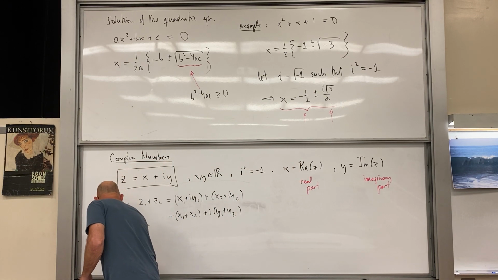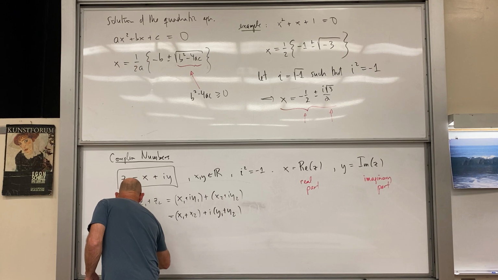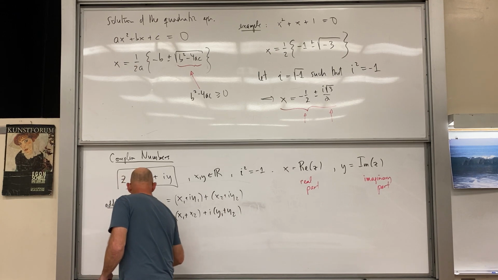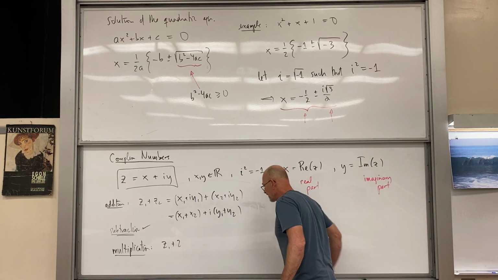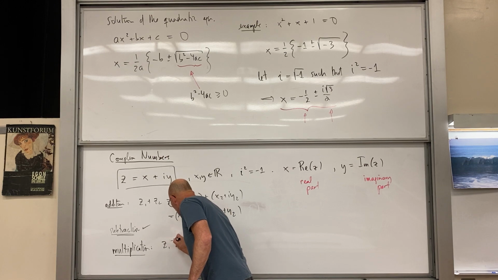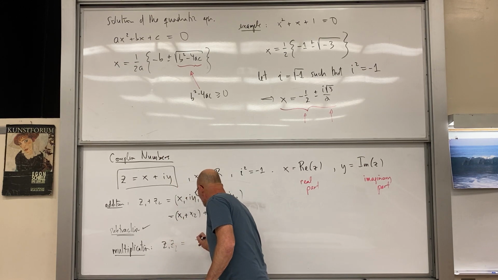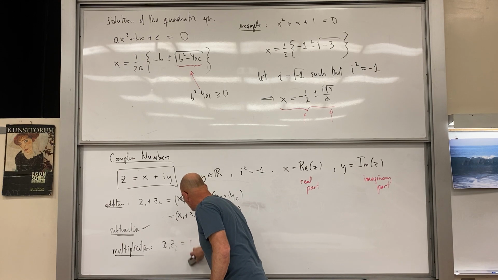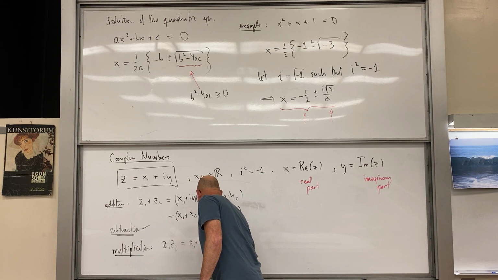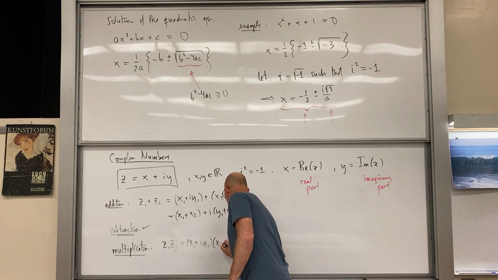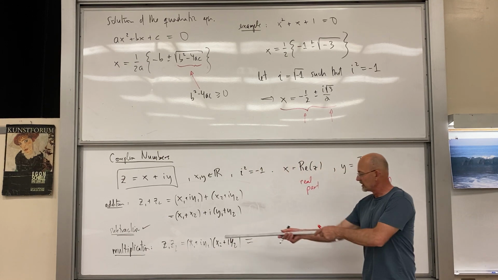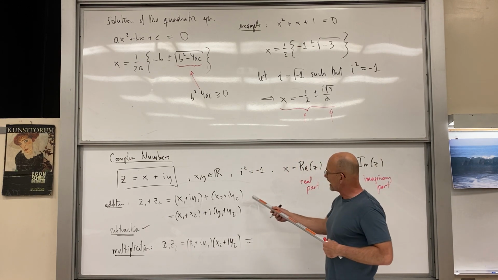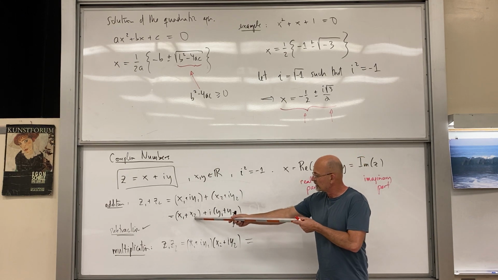If we're going to multiply these two numbers, we're just going to write z1 times z2. z1 times z2 is equal to x1 plus iy1 times x2 plus iy2. So we just have to multiply this out, and we already know to gather the real and imaginary parts together the way we did right here.